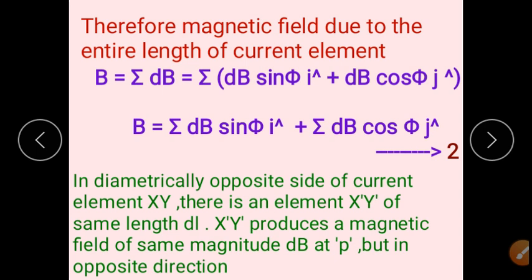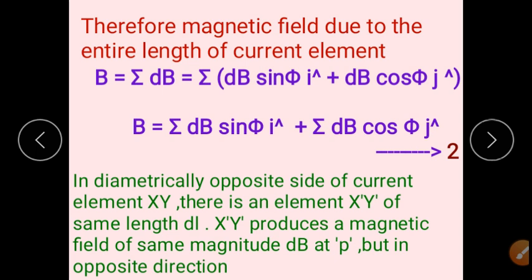Therefore, the magnetic field due to the entire length of current element. So the magnetic field due to the circular loop, we have to find by adding all the magnetic fields produced by small current elements. That is B is equal to summation dB, is equal to summation, what is dB? It is dB sin phi i cap plus dB cos phi j cap. Or putting sigma for each term separately, B is equal to sigma dB sin phi i cap plus sigma dB cos phi j cap.